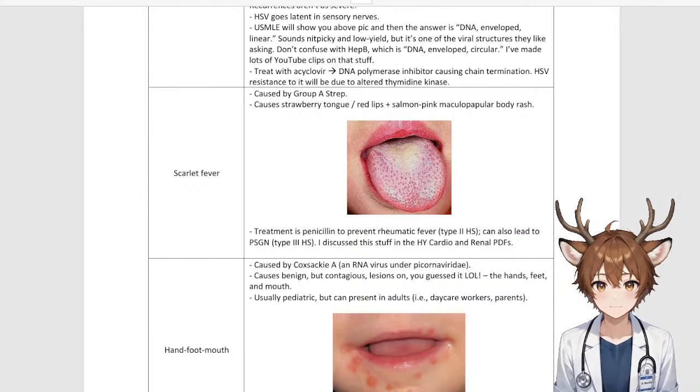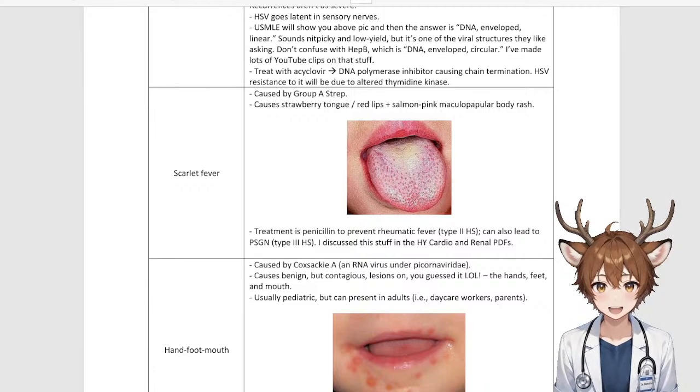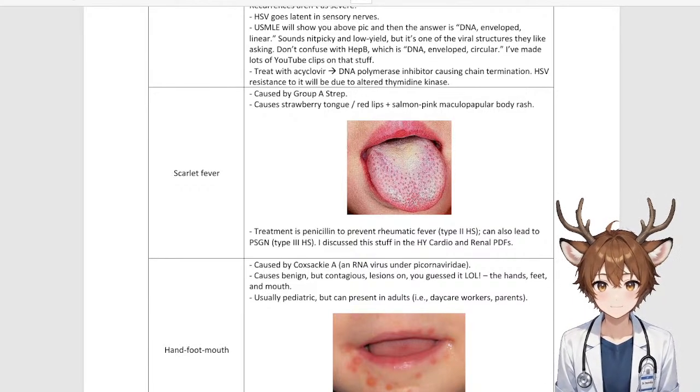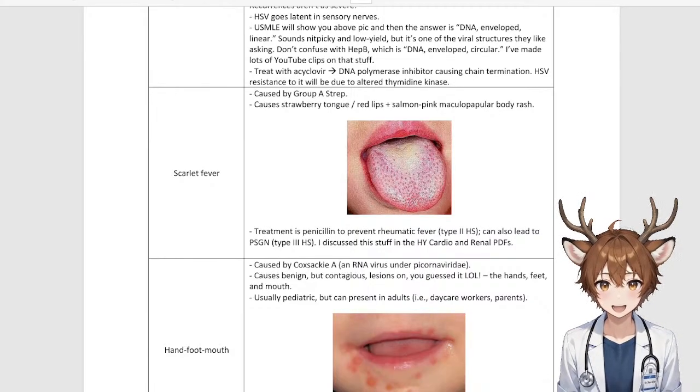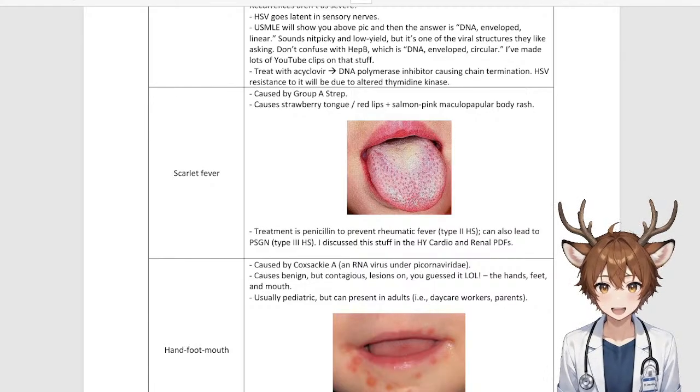Scarlet fever, caused by group A strep. Causes strawberry tongue, red lips, plus salmon pink maculopapular body rash. Treatment is penicillin to prevent rheumatic fever, type 2 hypersensitivity. Can also lead to PSGN, type 3 hypersensitivity. I discussed this stuff in the high yield cardio and renal PDFs.